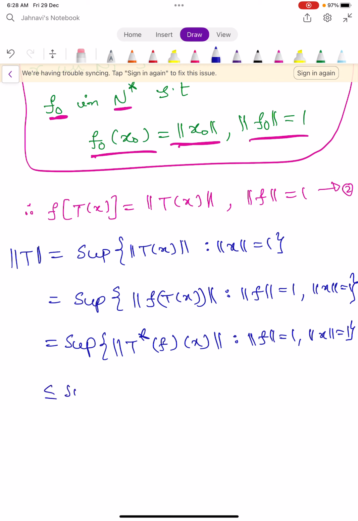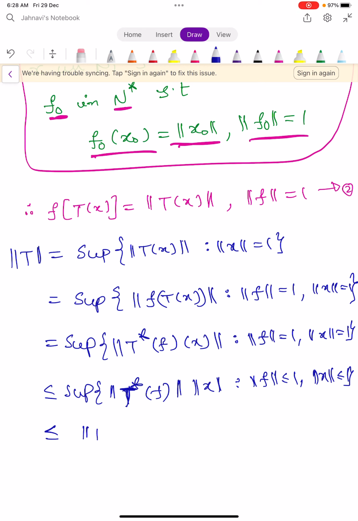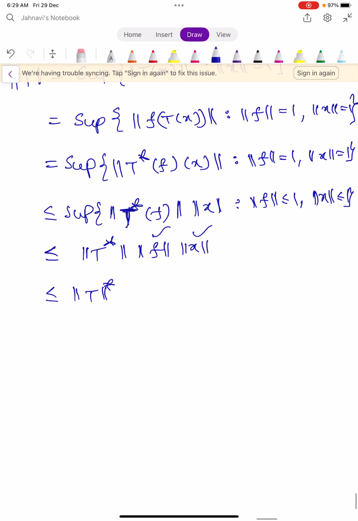So which is less than or equal to the supremum of norm T star of f into norm x, such that norm f is less than or equal to 1, norm x is less than or equal to 1, which is less than or equal to norm T star into norm f into norm x, which is less than or equal to norm T star only, because these two are less than or equal to 1. Hence what we show here is norm T is less than or equal to norm T star. Let it be equation number 3.